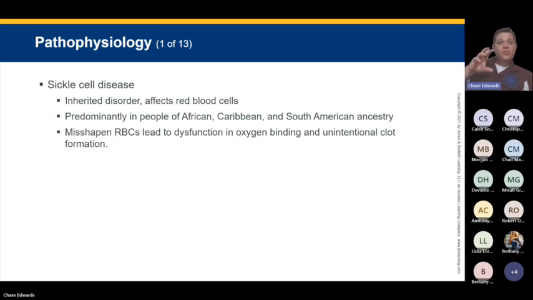So they have issues with oxygen binding to the hemoglobin, or to the red blood cells, right? So there's dysfunction in the oxygen binding, and the sickle shapes or the abnormal shapes can also cause unintentional clot formation. So those clots, just like with any other clots, can result in blockage.